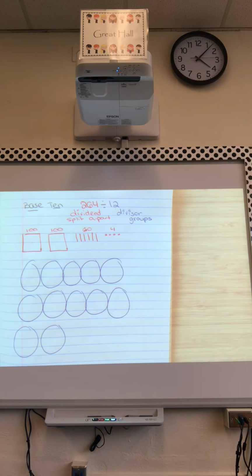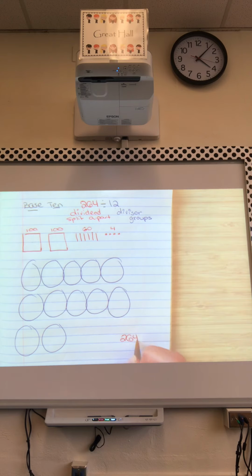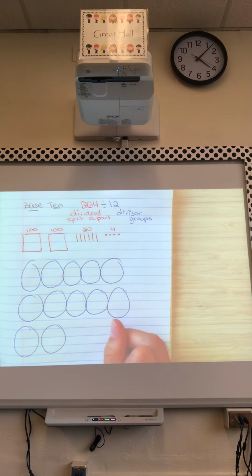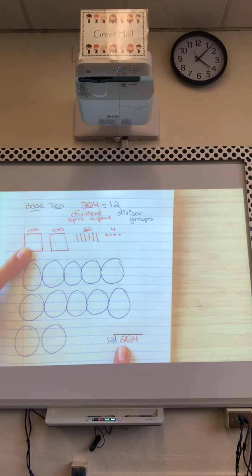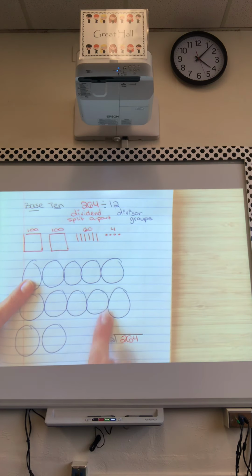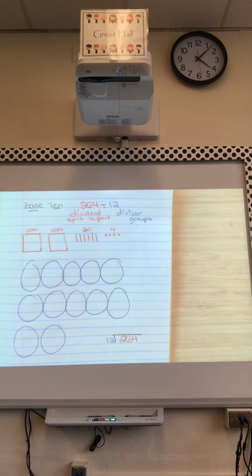If I wrote this out normally, I would do 264 divided by 12. And I would say, I have 2 flats. Can I take those 2 flats and split them into 12 groups without fair trading? And the answer would be no, I cannot do that. So I must fair trade.